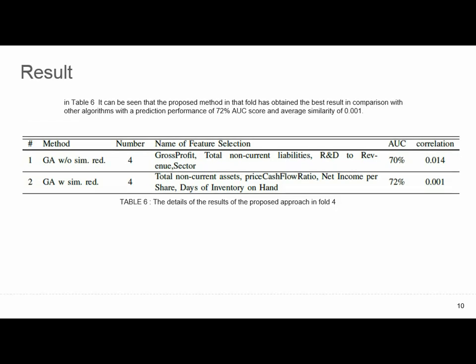We treat the feature selection as a multi-objective optimization problem, minimizing the model error and the similarity between the selected features. We showed that such an approach could significantly reduce the count of features without sacrificing the model's prediction power. In Table 6, it can be seen that the proposed method in that field has obtained the best result in comparison with other algorithms.